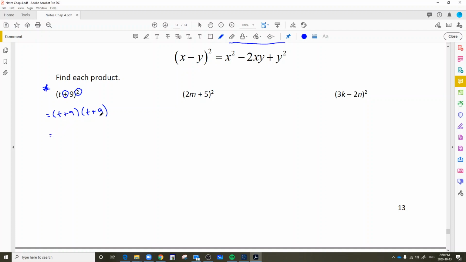So if you do t plus 9 times t plus 9, you get t times t is t squared. You get t times 9 is 9t. 9 times t is 9t. And 9 times 9 is 81.